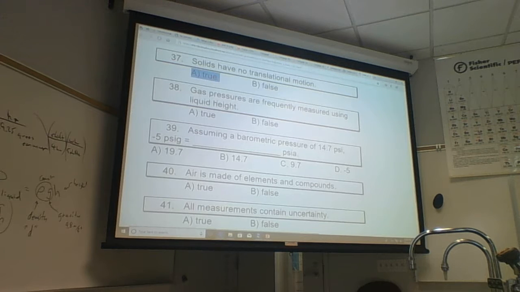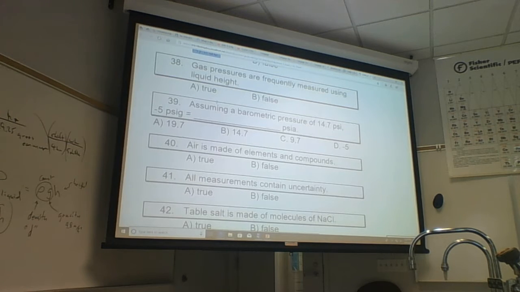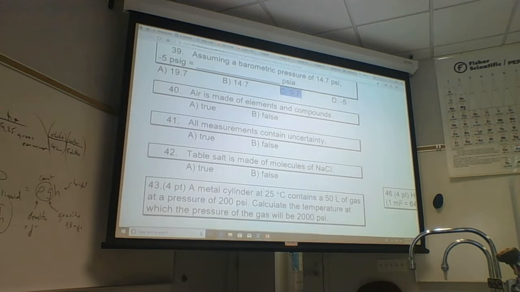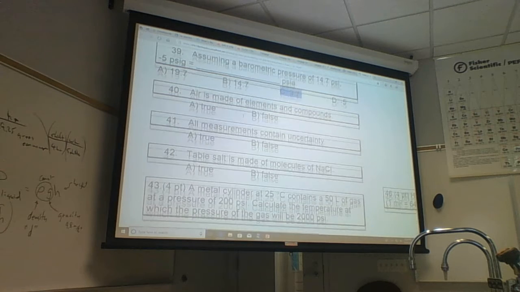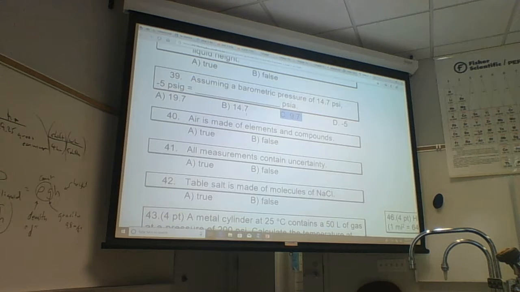Does that answer it? Yes. 39, C. Assuming barometric pressure 14.7 psi minus 5 psi gauge equals. Okay, is that what everybody got? Yeah. 40? Wait, how do you do 39? For 39, you just visualize a pressure gauge.